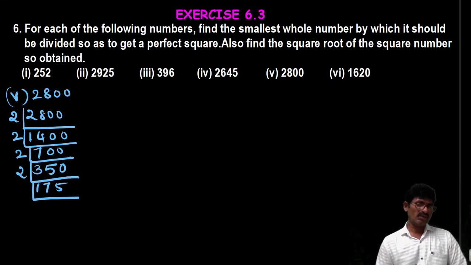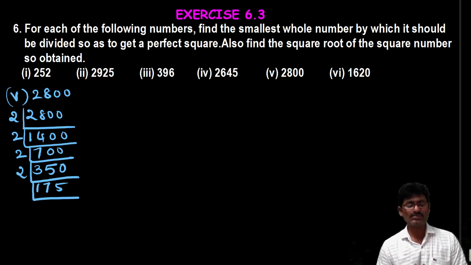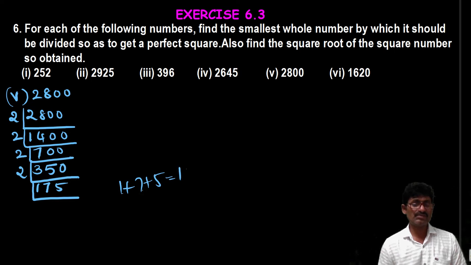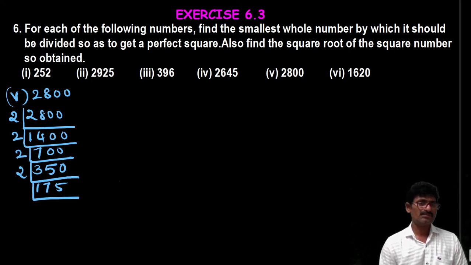Then if you take 175, it is not divisible by 2. So let us start with 3. Actually 1 plus 7 plus 5: 1 plus 7 is 8, 8 plus 5 is 13. It is not divisible by 3. So this number 175 is not divisible by 3. So take 5. 5 times 3 is 15, 25 will be there, 5 times 5. Then 5 times 7 is 35.